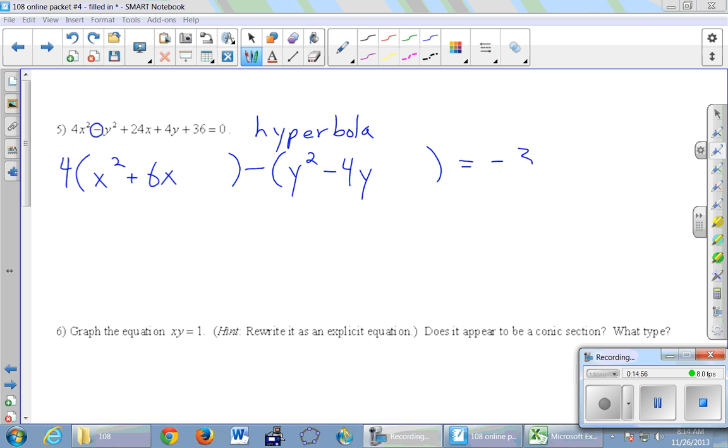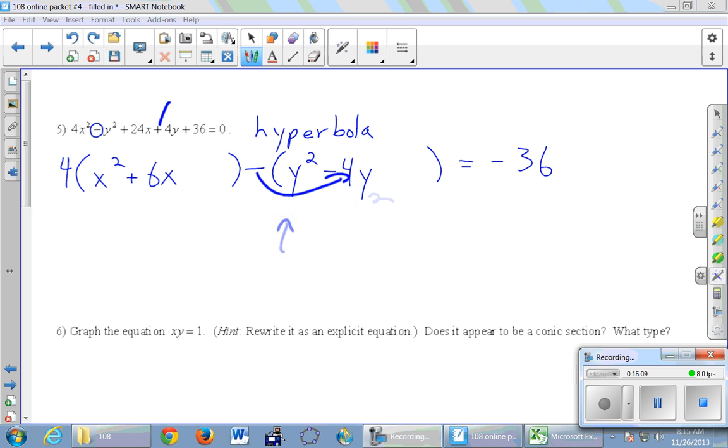And move the 36 over. The reason that we're factoring the negative out is because we need it to look essentially like, x minus something squared and then minus some other stuff squared. So that minus sign has to come out. Even though this guy doesn't really have a minus sign in it, we force it.